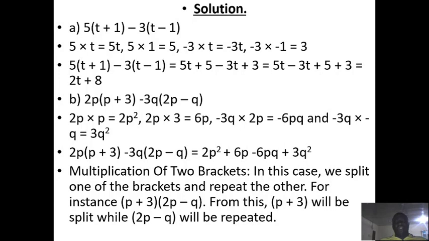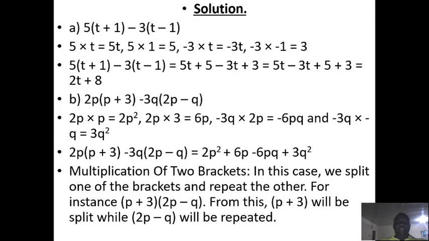Two brackets mean the two items that you are multiplying are all in what? Brackets. So when we have something like that, what we used to do is to split one of the brackets and repeat the other one. You split one of the brackets, you repeat the other one. Now look at this example.